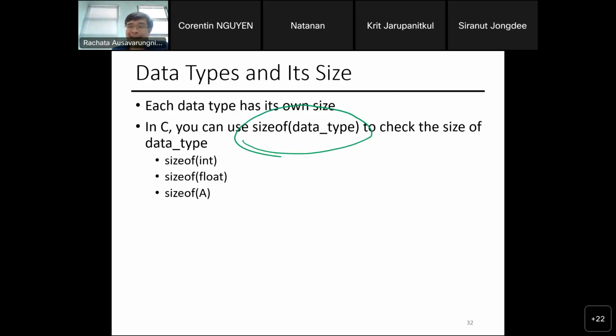Sizeof A, for example, would check the type of A and give you the size of that particular data type. Sizeof float will give you the size of a floating point. Sizeof int will give you the size of an integer, right? This is just to make sure the code is safe, so you know exactly how many bytes you are handling.